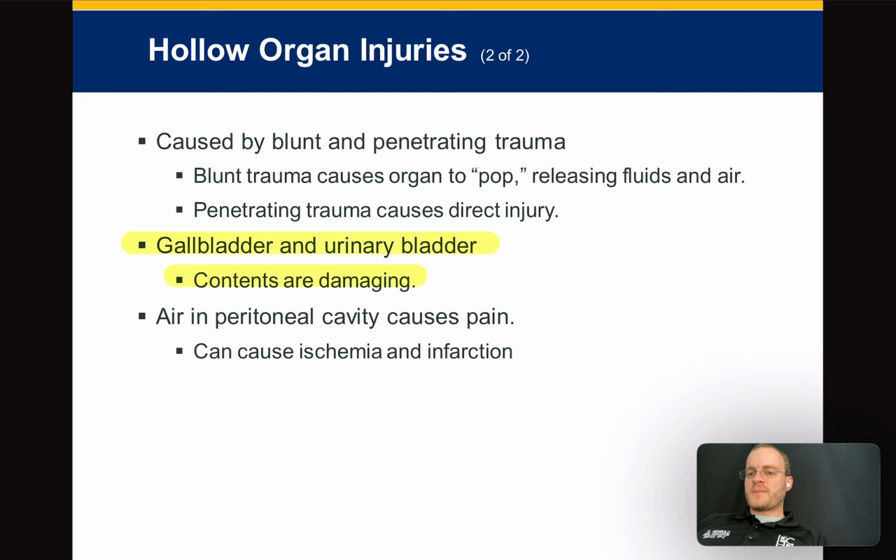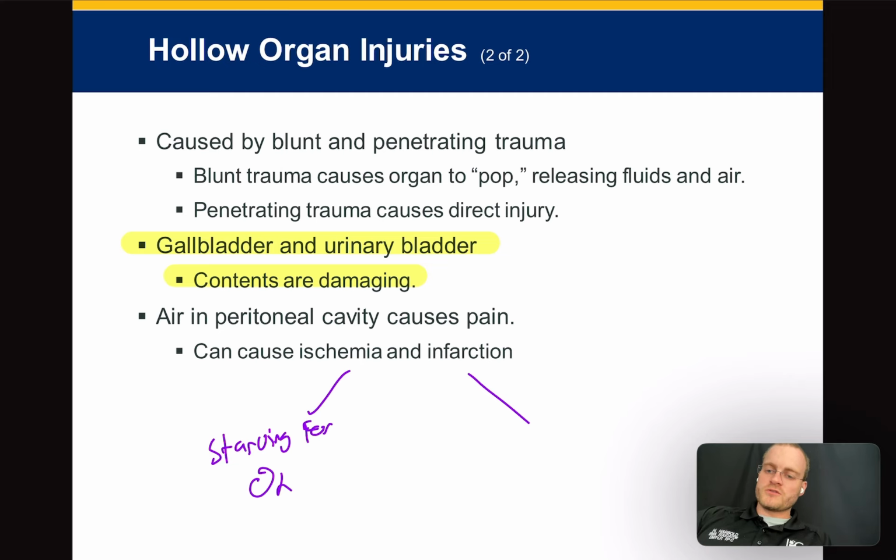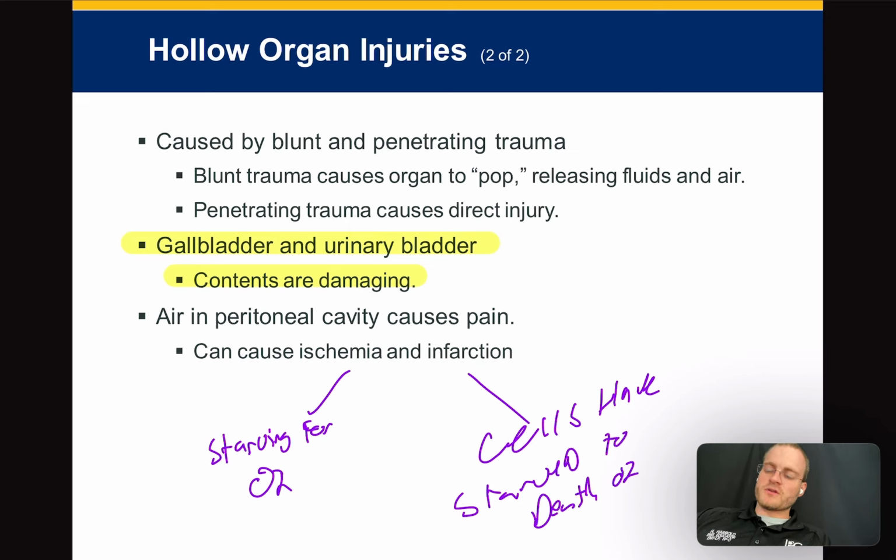And so air in the peritoneal cavity will cause pain. What do we call that pain? Peritonitis. And it can cause further ischemia. What's the difference between ischemia and infarction? Ischemia is the cells are starving for oxygen, O2. Infarction is the cells have starved to death from lack of oxygen. And so that's the difference. Ischemia is you're on your way to dying. Infarction is they have completely died. And so this becomes important with chest pain, right? The difference between ischemia and infarction.